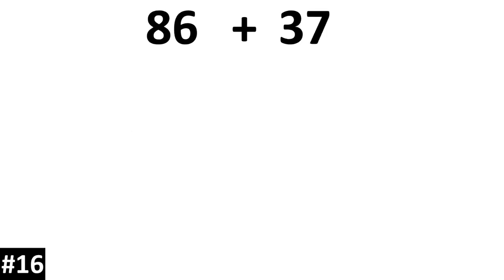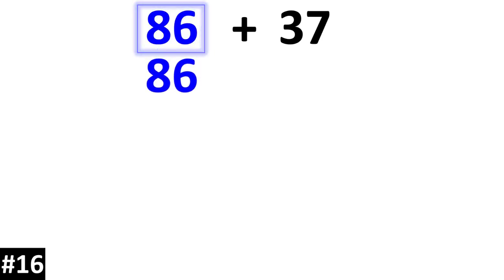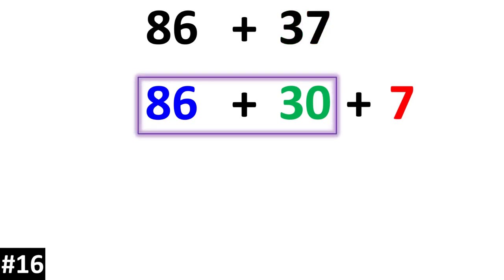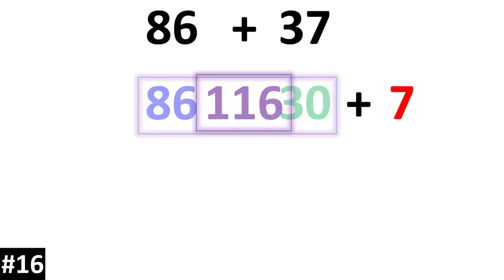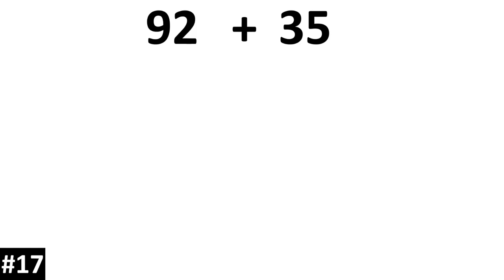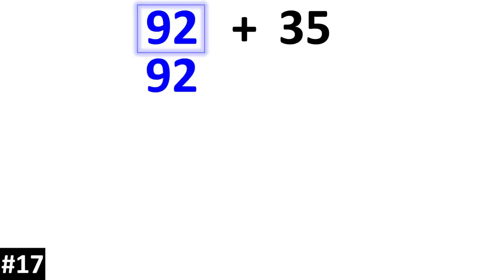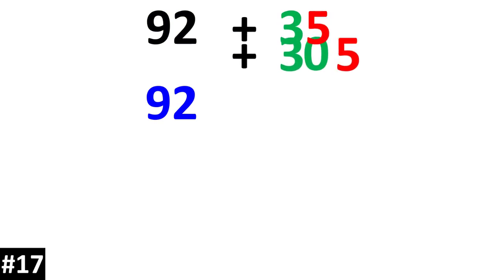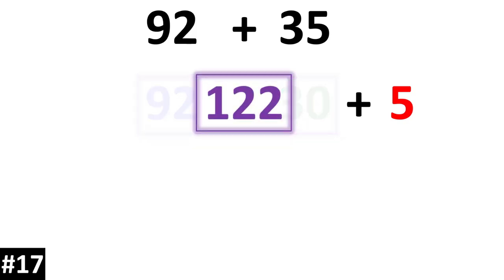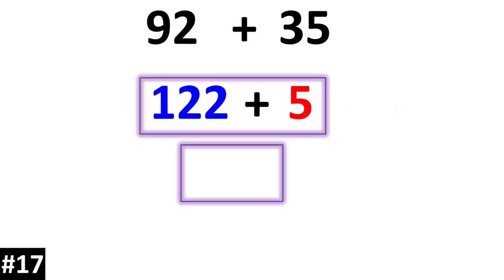86 plus 37 is the same thing as 86 plus 30 plus 7. 86 plus 30 is 116. 116 plus 7 is 123. 92 plus 35. That's the same thing as 92 plus 30 plus 5. 92 plus 30 is 122. And 122 plus 5 is 127.